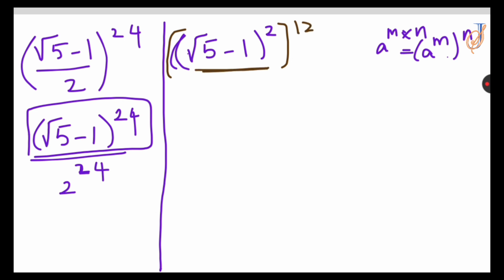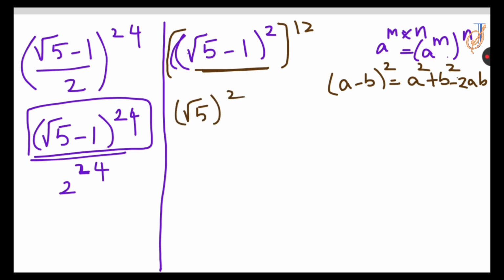Now it is in the form of a minus b whole square. The formula is a square plus b square minus 2ab. Here a is nothing but root 5, b is nothing but 1. So a square is root 5 whole square, and here square root and square get cancelled, so you are left with only 5. So a square is 5 plus b square is 1 square, which is 1 only, minus 2 times a is root 5 and b is 1. So that means you are getting 6 minus 2 root 5, isn't it?